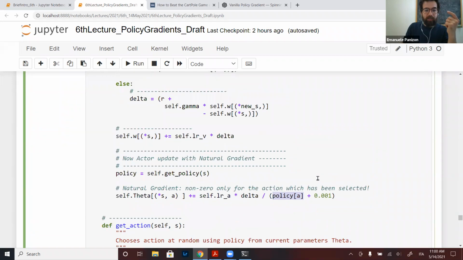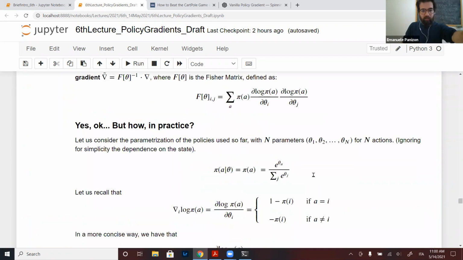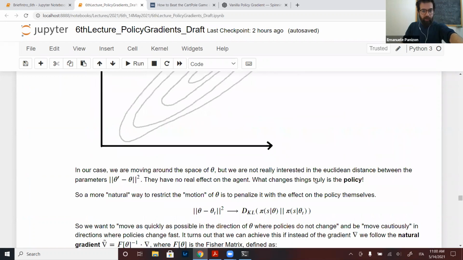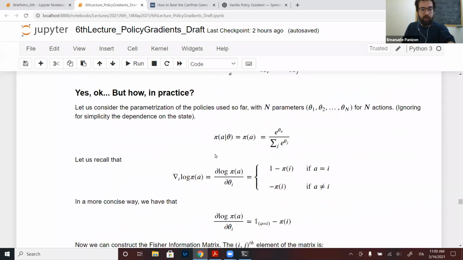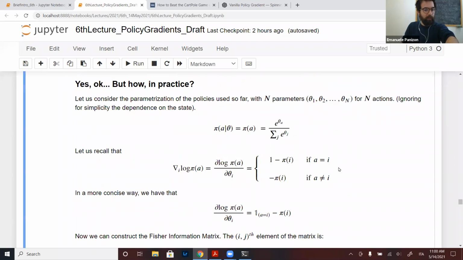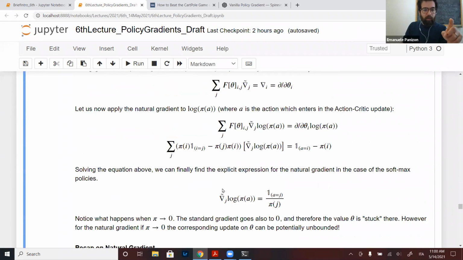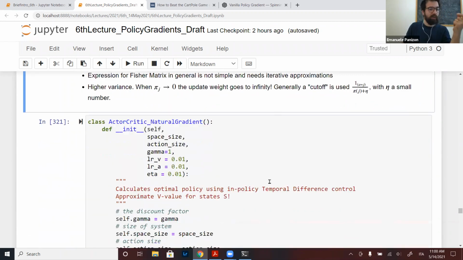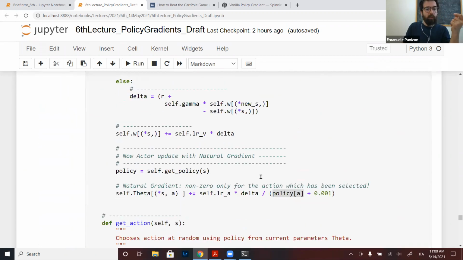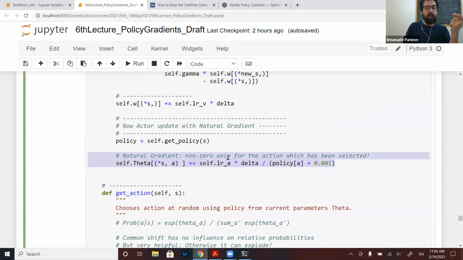Okay, so everything I said here, you can forget. You can just remember that instead of the derivative of the logarithm of the policy, which was 1 minus policy of policy, which you have here, instead of having this line here, we have this line here. That's it. This is the natural gradient for softmax policies, which corresponds to this line here.